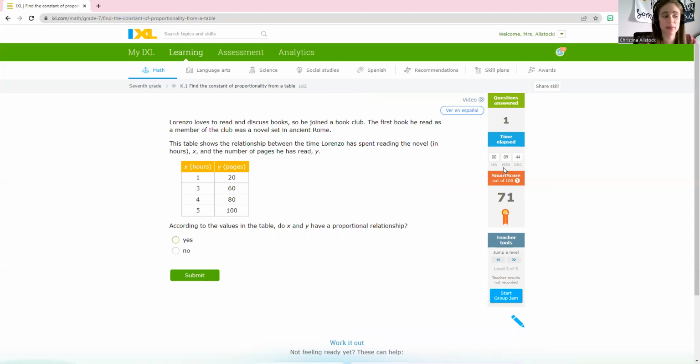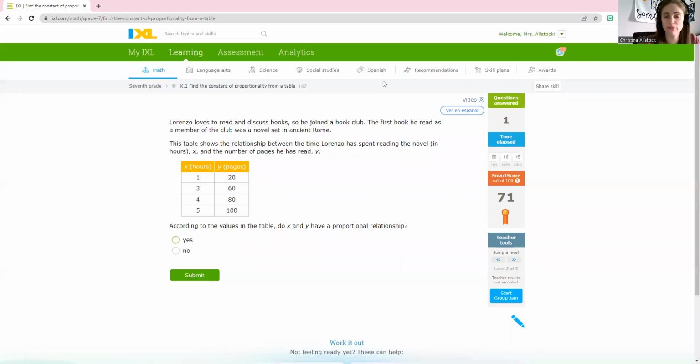All right, let's try this one out. Lorenzo loves to read and discuss books, so he joined a book club. The first book he read as a member of the club was a novel set in ancient Rome. This table shows the relationship between the time Lorenzo has spent reading the novel in hours, X, and the number of pages he has read, Y. According to this table, do X and Y have a proportional relationship?